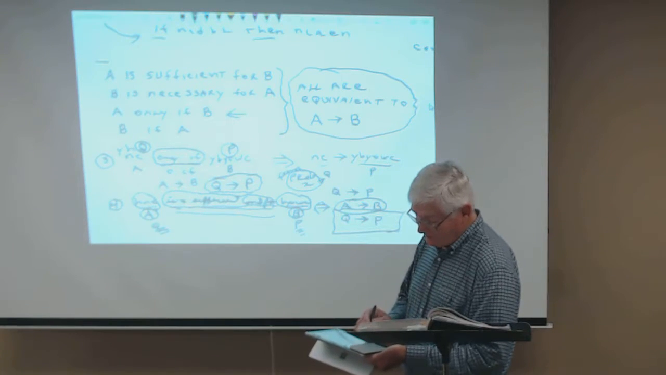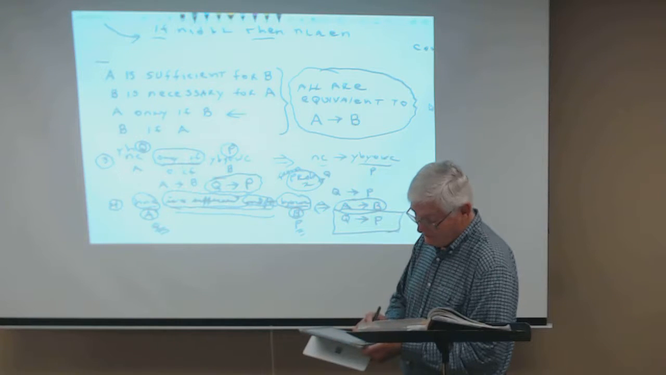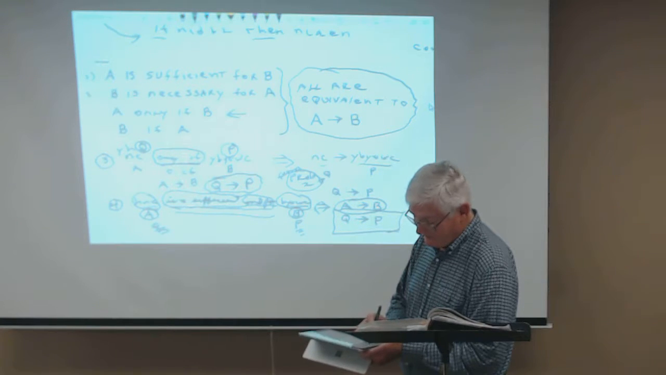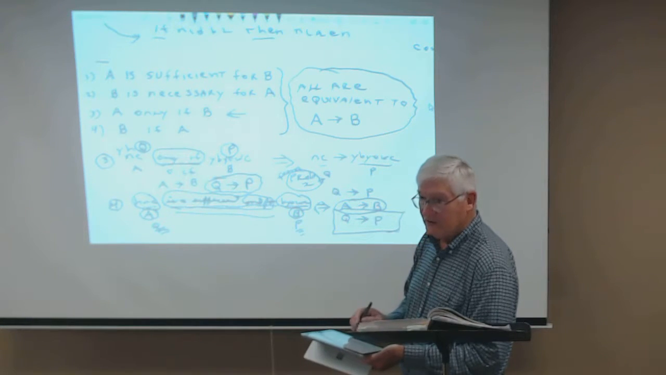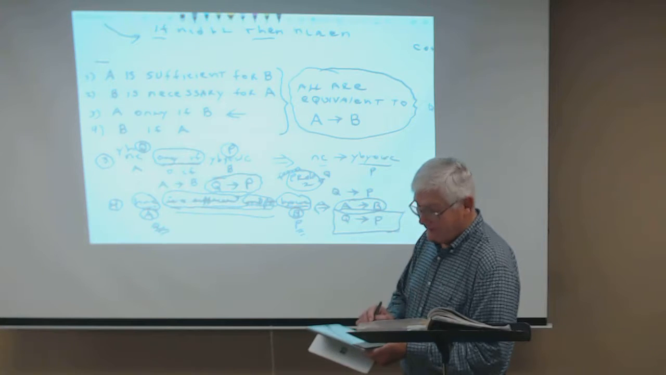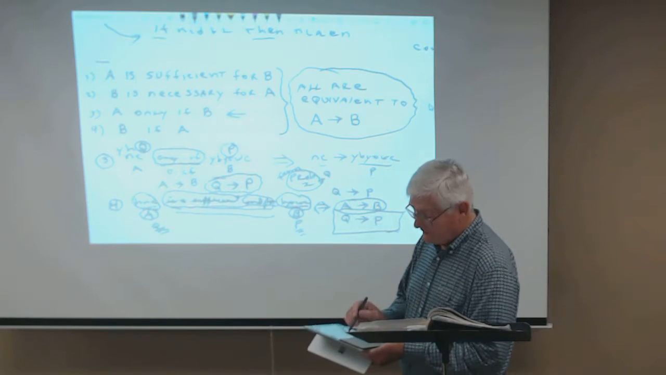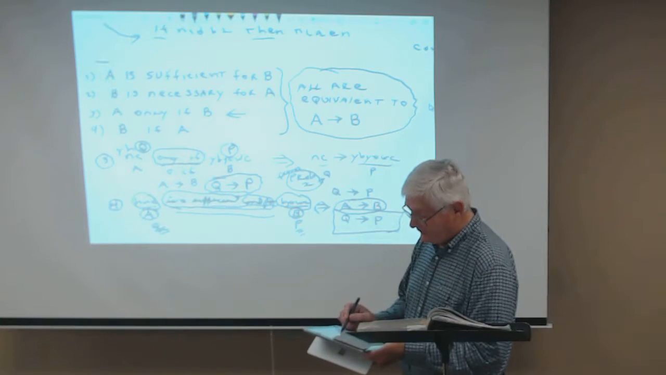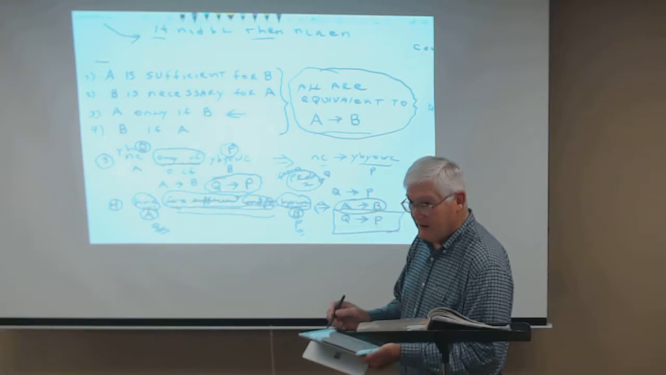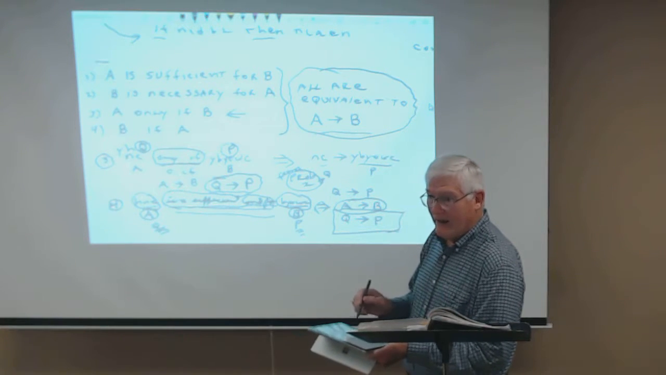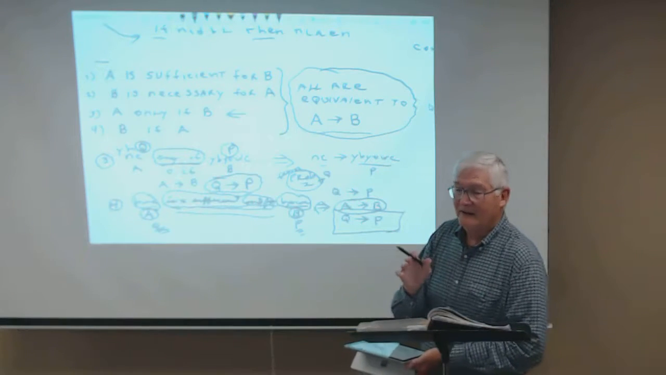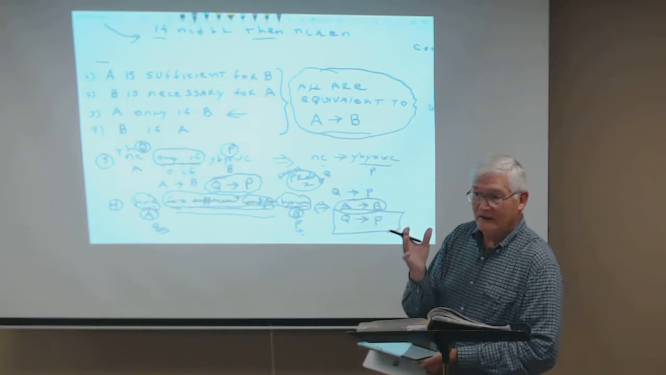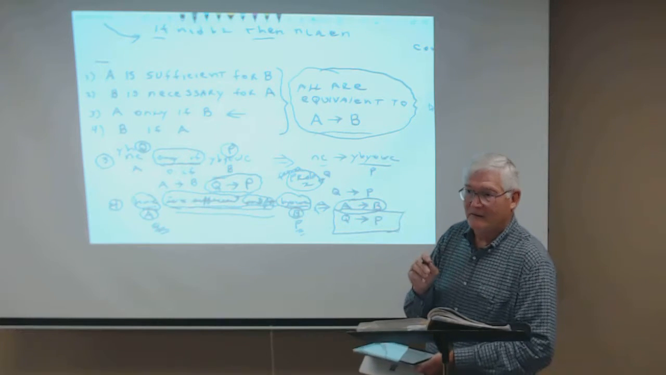Of these four choices, which choice uses a sufficient condition? So A is sufficient for B is equivalent to if A then B. That's why I write it that way. If I think about it in my own mind logically, I'll switch it around.